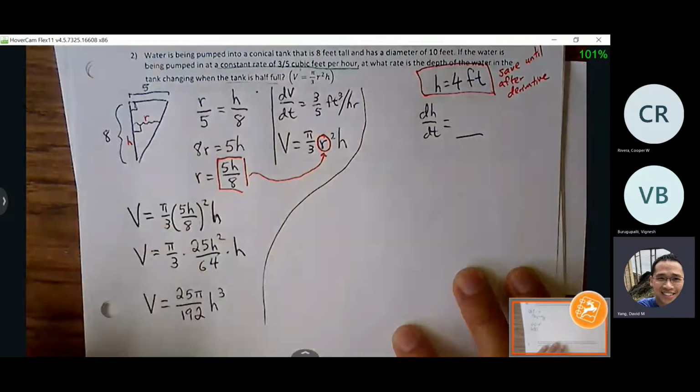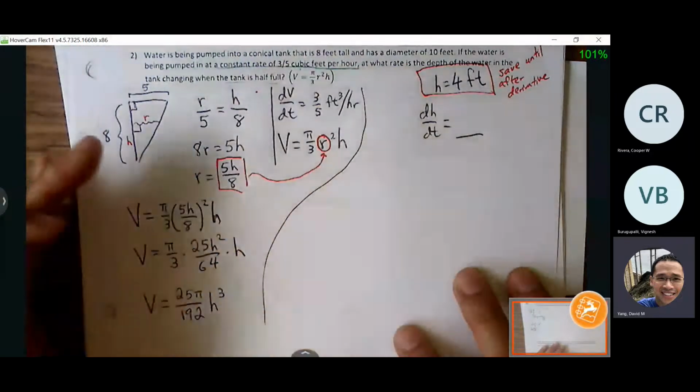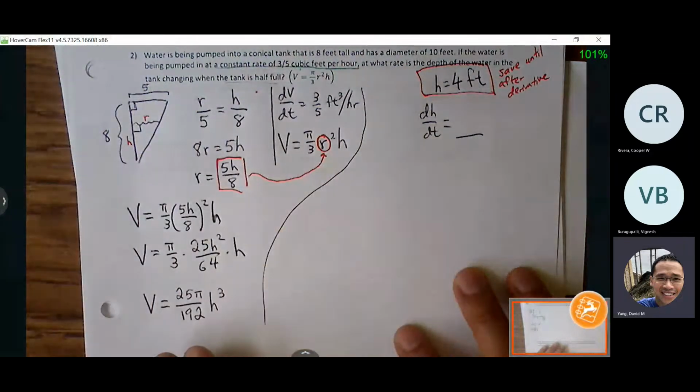Okay, so when you're studying for the test, really try to see if you can work these problems from scratch, right? Can you gather all that information and work it all the way down?